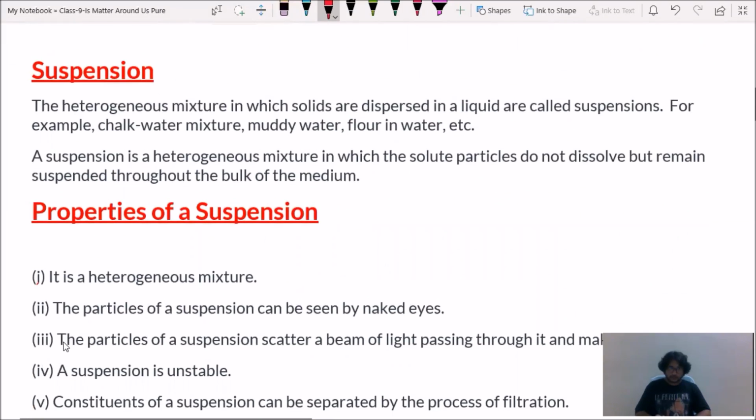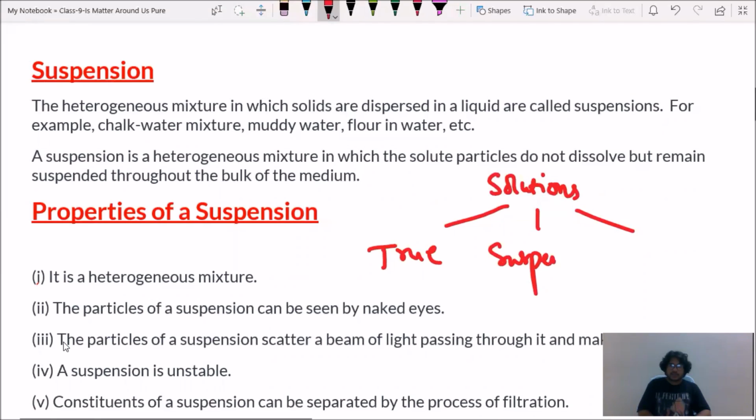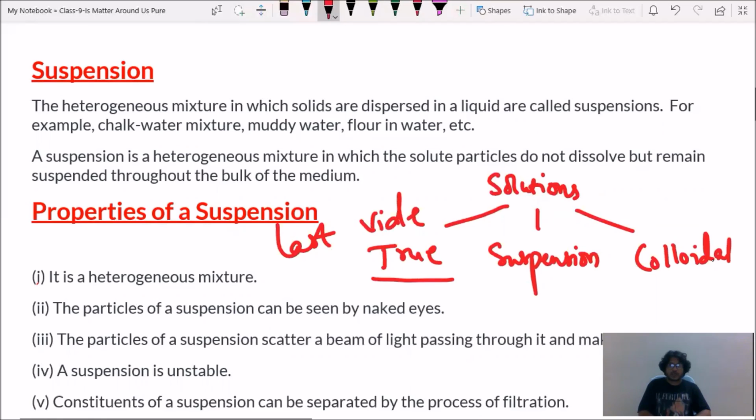After this, we need to discuss suspension solution. Actually, solutions are of three types. Solutions are divided into three categories. First one, true solution. Second one, suspension solution. Number three, colloidal solution. Regarding true solution, we have discussed in our last video. In this video, we are going to discuss suspensions and colloids.